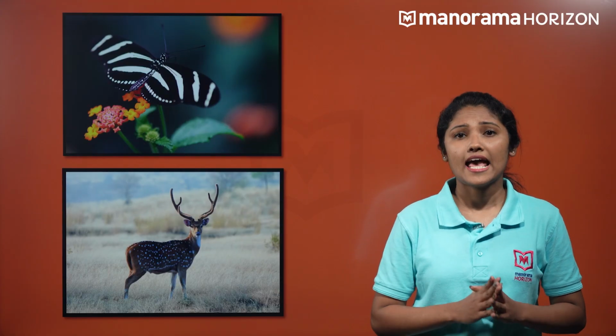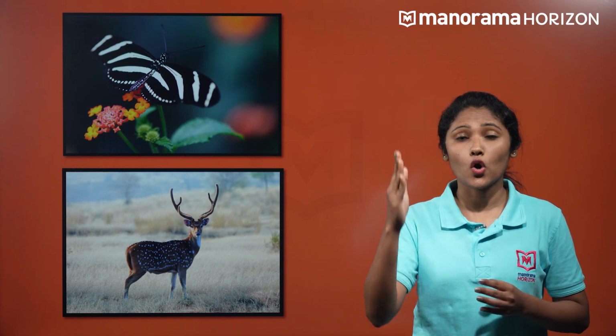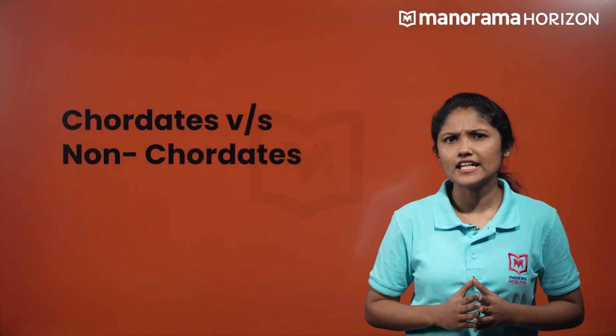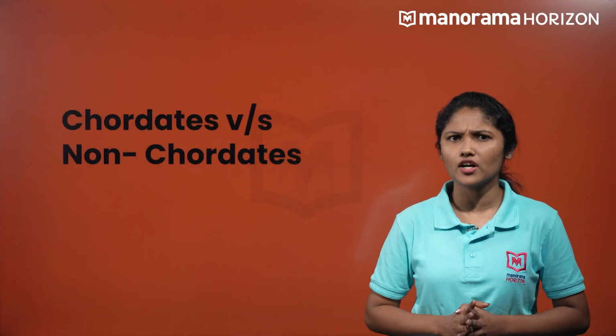On what basis are these animals classified as chordates and non-chordates? It is based on the presence and absence of a notochord. And what is a notochord? A notochord is a rod-like structure formed on the dorsal side during embryonic development. Is this the only difference between chordates and non-chordates?